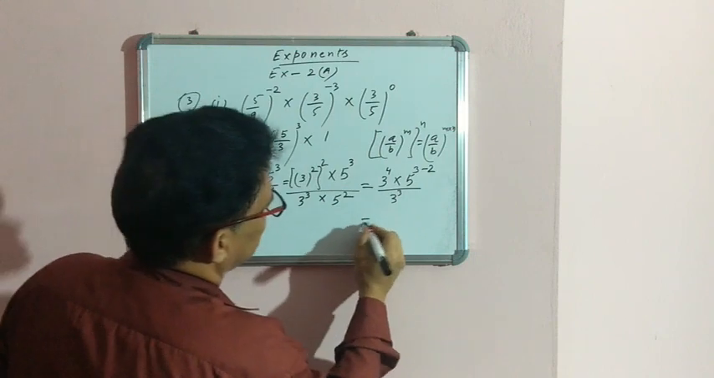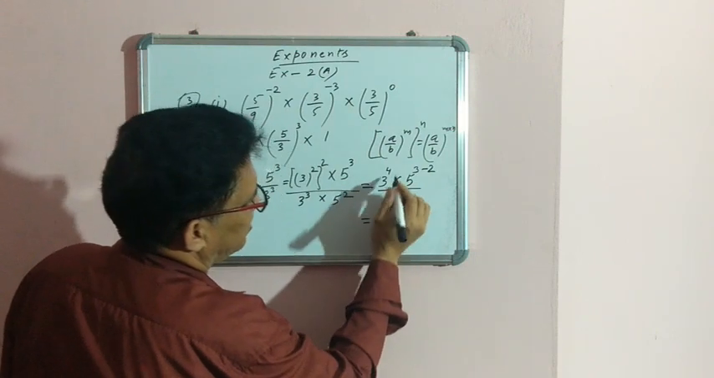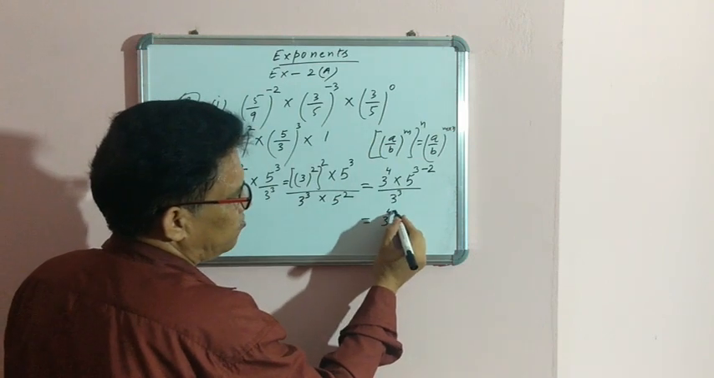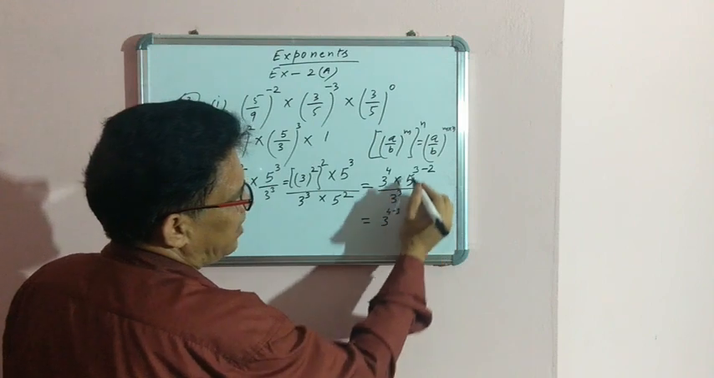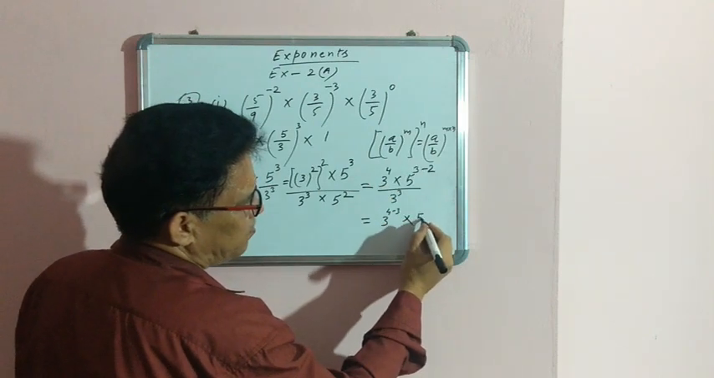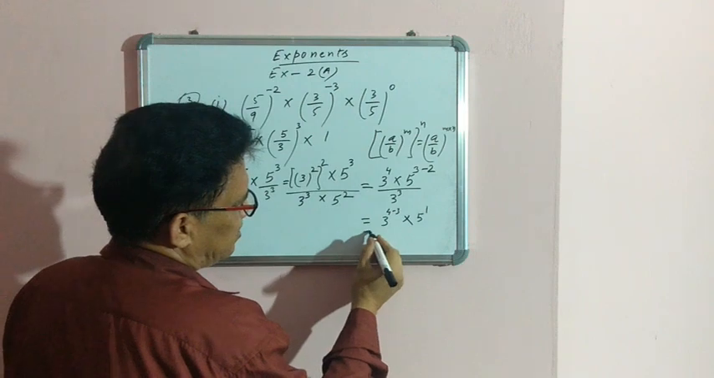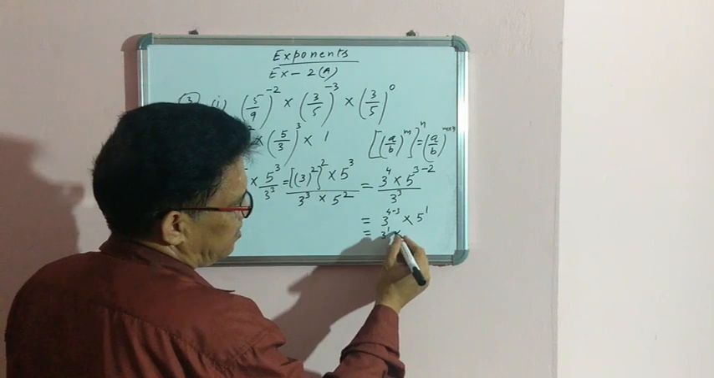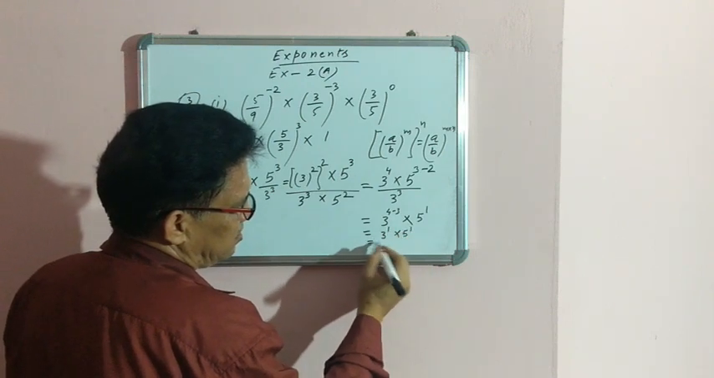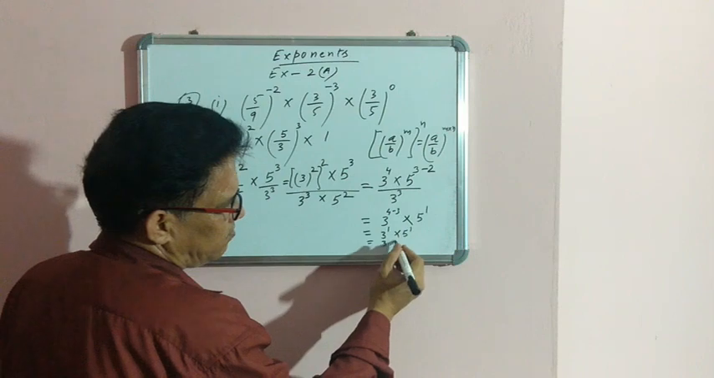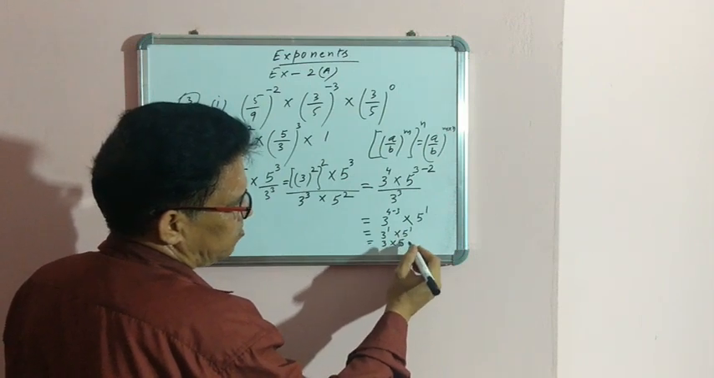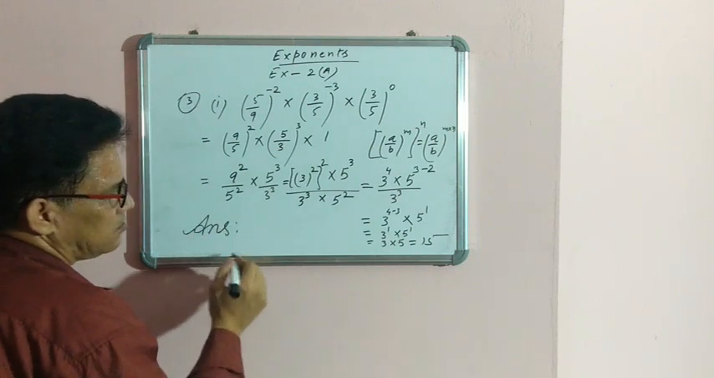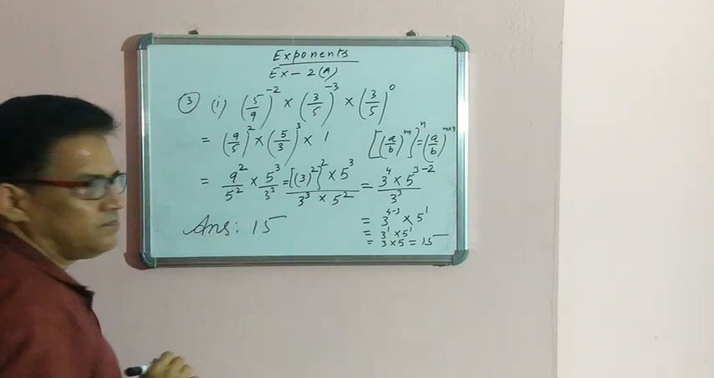Now we are dividing 3 power 4 by 3 power 3, so we can write 3 power 4 minus 3 into 5 power 3 minus 2, that is 5 power 1. So you are getting 3 power 4 minus 3, this is 3 power 1, into 5 power 1. 3 power 1 means 3, 5 power 1 means 5, so you are getting 15. So our answer for this question is 15.